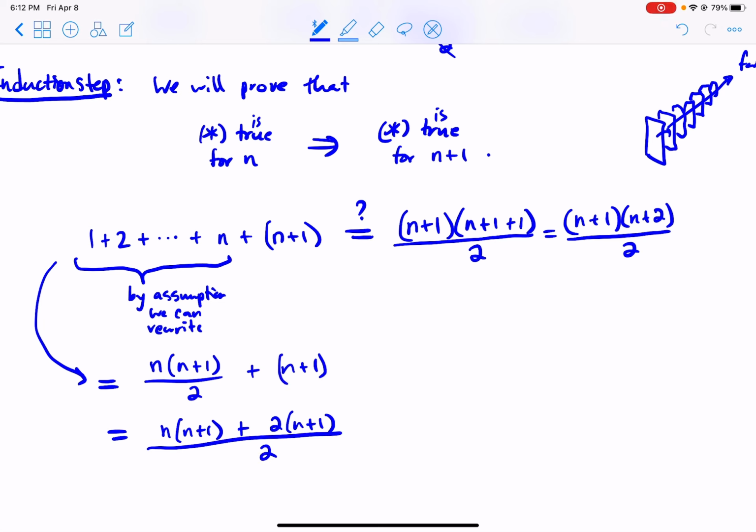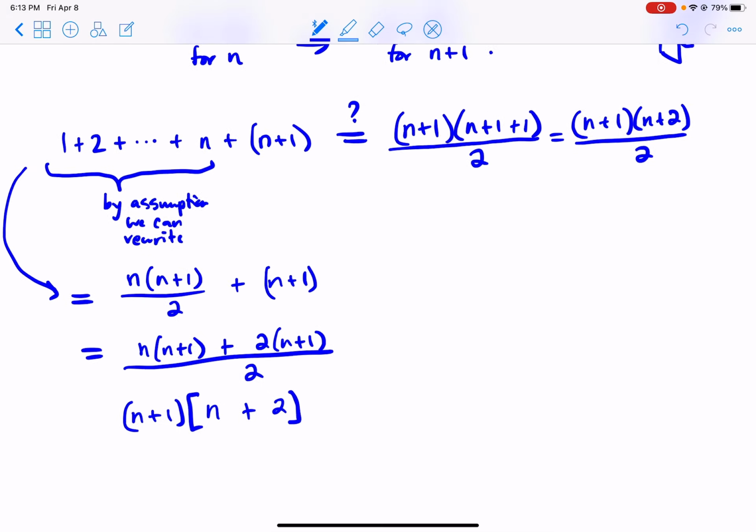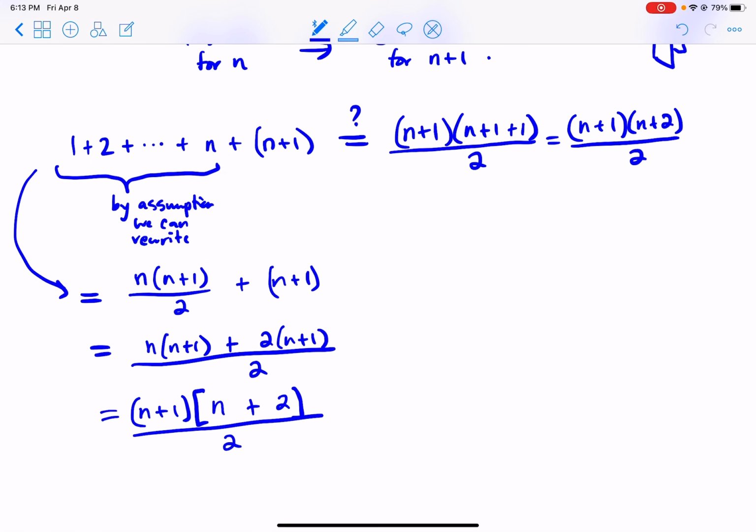I just took this and multiplied by 2 and divided by 2, so it didn't do anything. And then I added with the common denominator. Do you see that? Now, this numerator here has two terms. And let's factor out something from both of them. So let's factor out an n plus 1. What remains from the first term when I factor out n plus 1 is n. What remains from the second term is 2. And I still have the denominator.